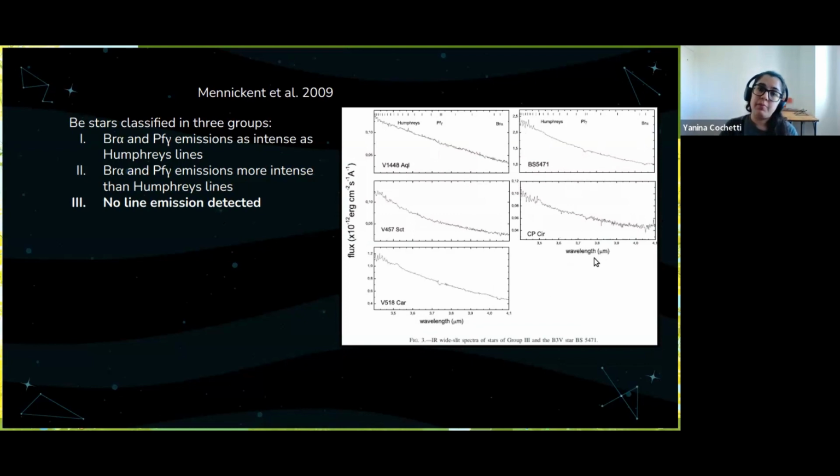And group 3 are the stars that don't present emission lines at the moment of the observation. If you remember what I said before, B stars present or have presented emission at some moment. So the emission is not always observable in the stars. Sometimes you can observe emission, and you observe later and the emission is no longer there because the disk is no longer there.